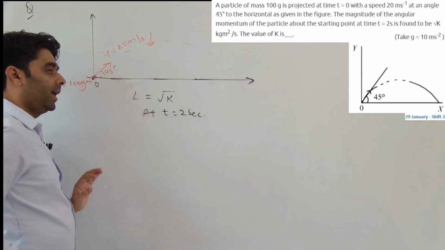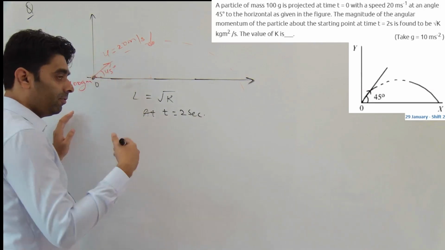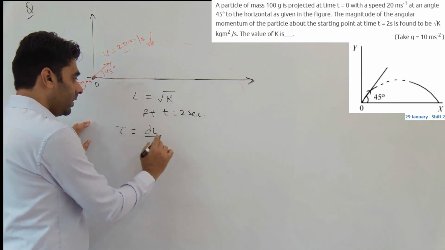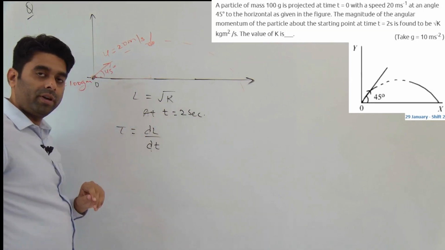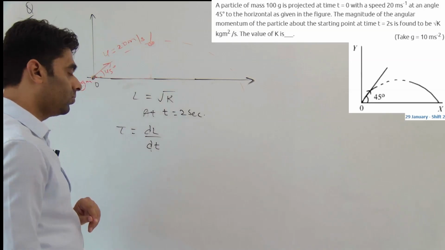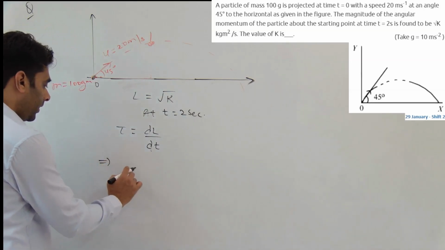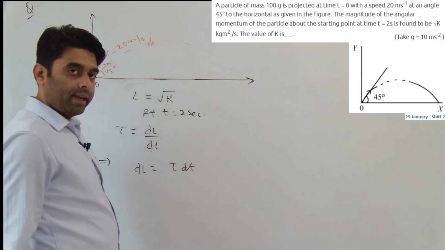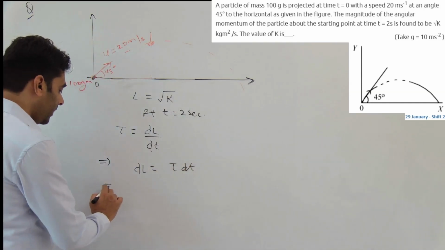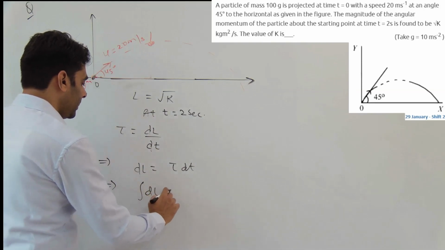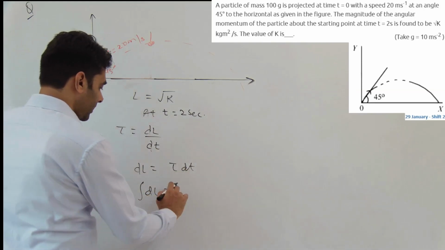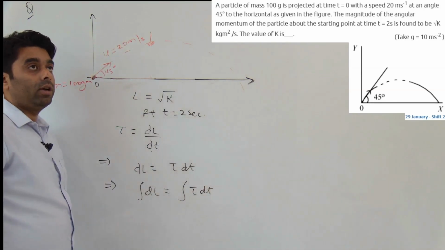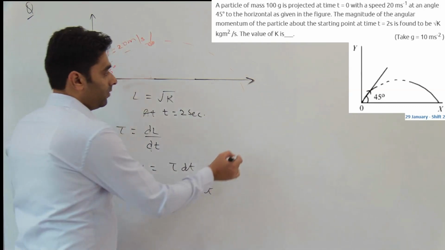As we know, at any time t, the variation of angular momentum can be written as tau is equal to dL by dt. The rate of change of angular momentum is torque. So from this, dL is equal to tau dt. So at any time t, if we have to find angular momentum, we write integral dL equals integral of tau dt. Fine. Now beta, basically integration of tau dt.